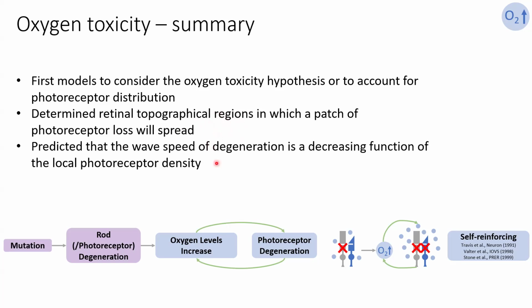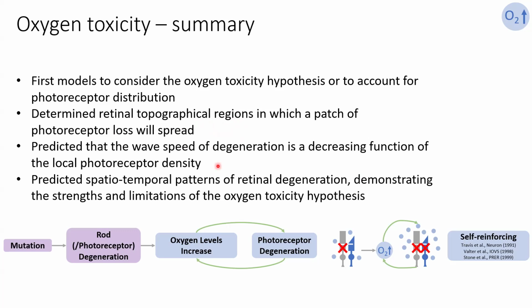We've predicted that the wave speed of degeneration as these patches expand and coalesce is a decreasing function of the local photoreceptor density, which can be precisely quantified, and we're able to predict the spatiotemporal patterns of retinal degeneration, and therefore to demonstrate the strengths and limitations of the oxygen toxicity hypothesis. That is to say, we've shown that it's sufficient to reproduce, at least qualitatively, some of the patterns that we see in humans, but there are other patterns that it is theoretically unable to reproduce, which suggests that other mechanisms must be producing those patterns.